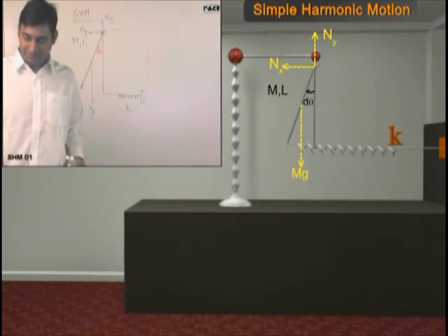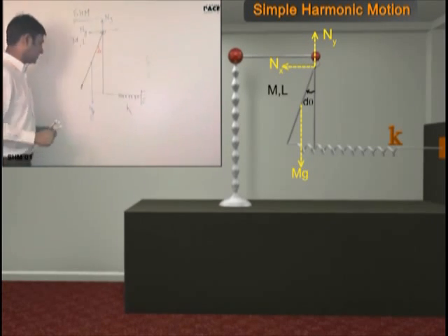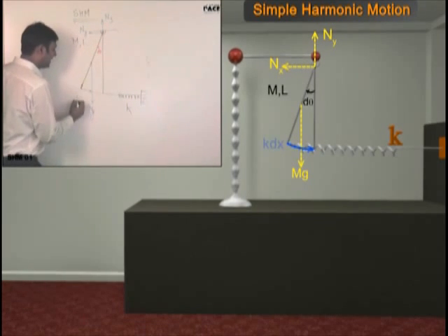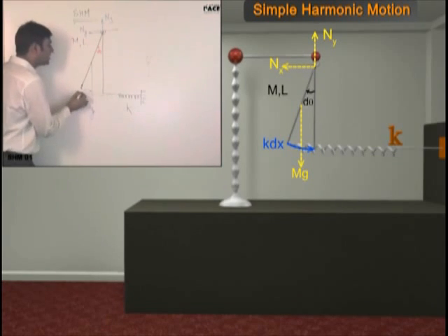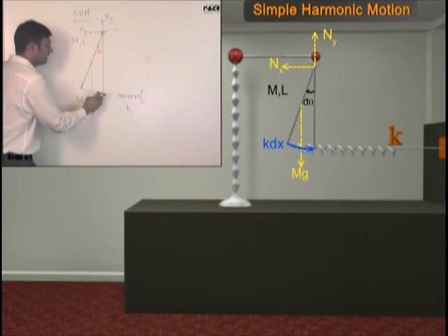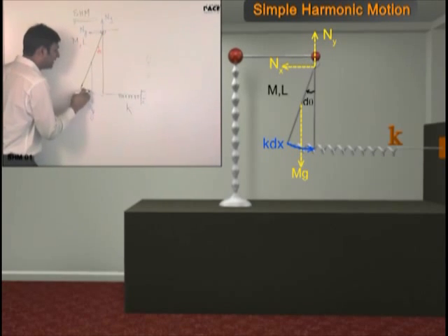Surbhi, you are saying something? Sir, you haven't marked the force by the spring. Yes, intentionally. Now, this force is K dx, where dx will be how much? This extension is how much? L d theta. This arc's length is L d theta.